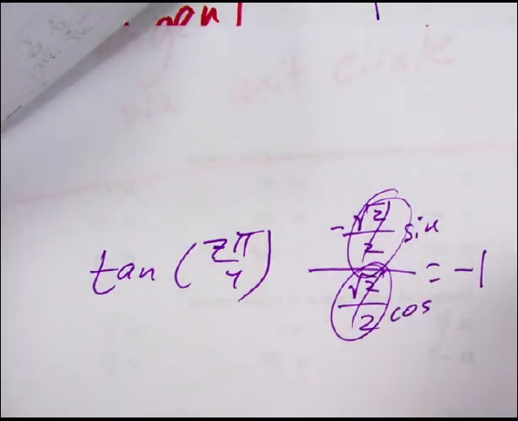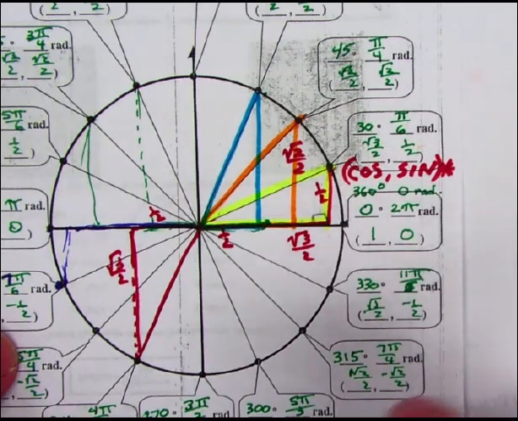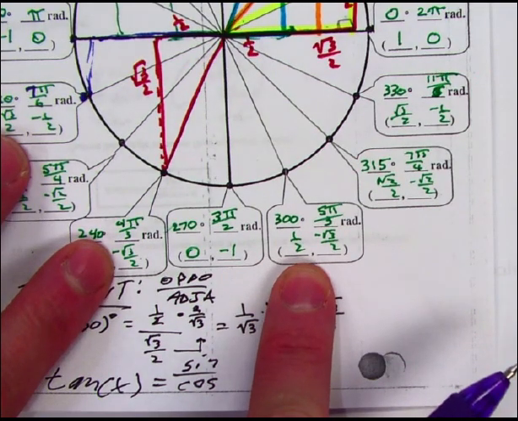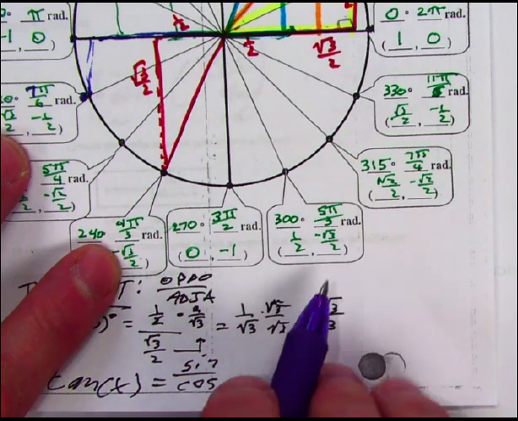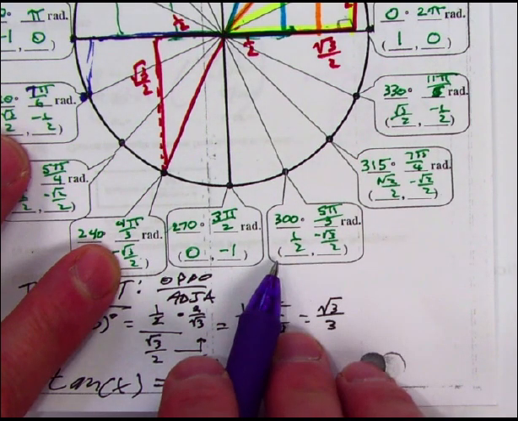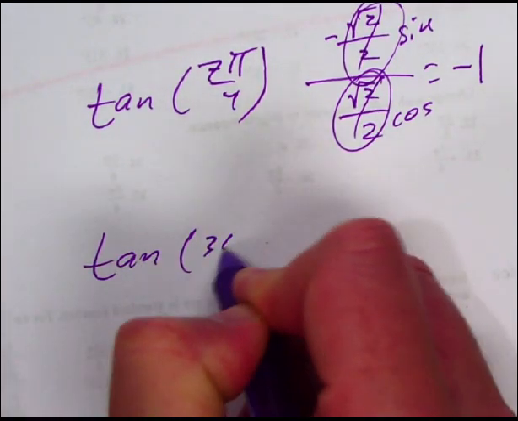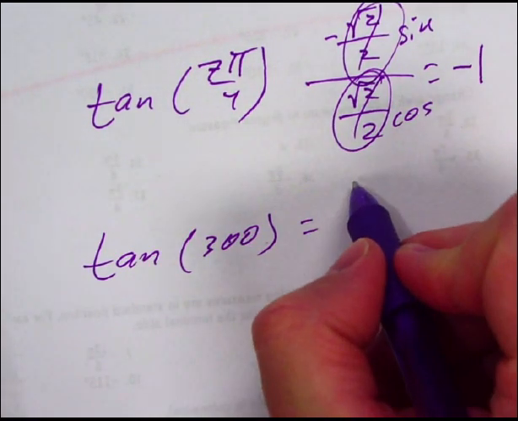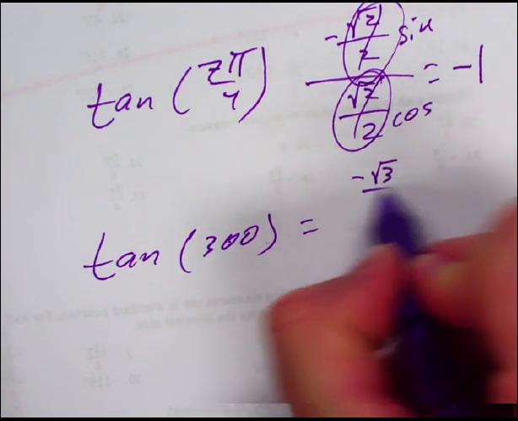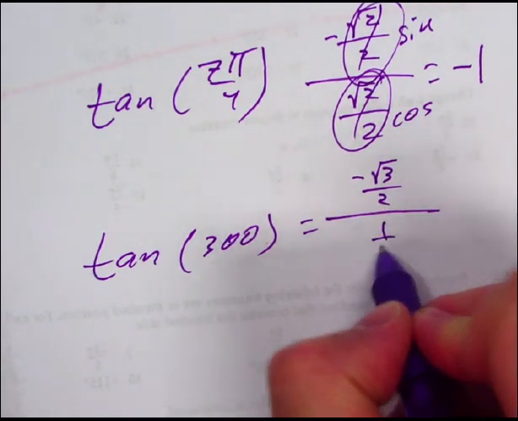All right, let's get into one that might be a little bit more complicated. Let's take a look at something like this 300 right here. If I do this 300, I've got negative square root of 3 over 2 and 1/2. So let's do the tangent of 300. Get those two numbers, sine over cosine: negative square root of 3 over 2 over 1/2.